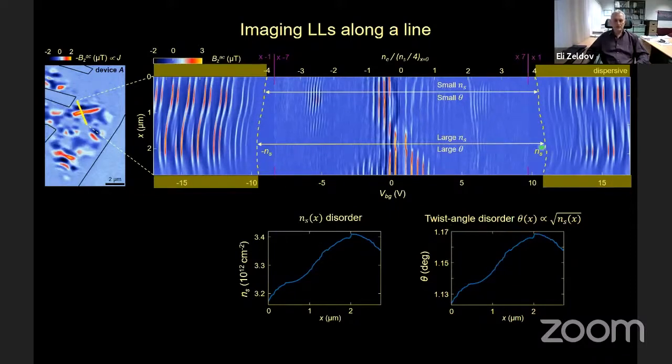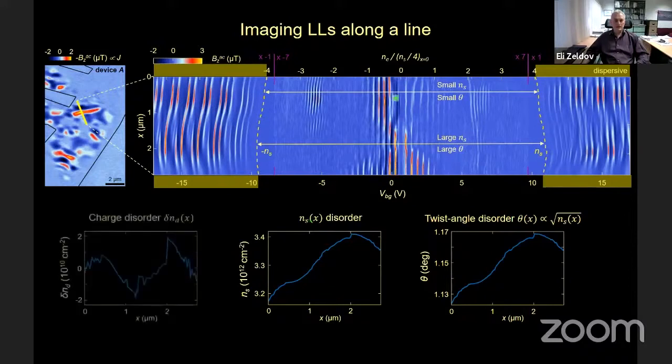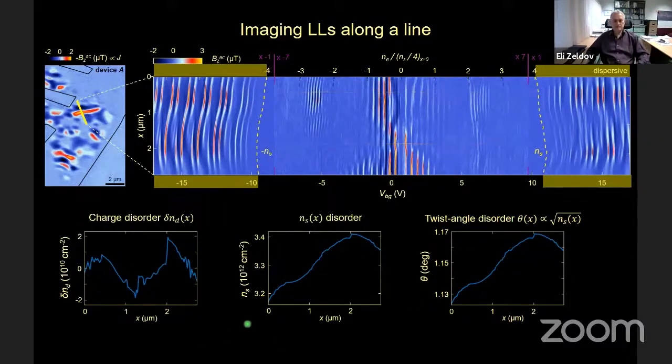This is the distance, namely the subtraction between these two lines, but we can also add them and find the middle line, which is the charge neutrality. The charge neutrality is shifted by charge disorder, so we can also map out the local charge disorder, which is given here. The charge disorder is about a few times 10 to the 10, which is comparable to state-of-the-art graphene devices. So charge disorder is quite small, much smaller than twist angle disorder.